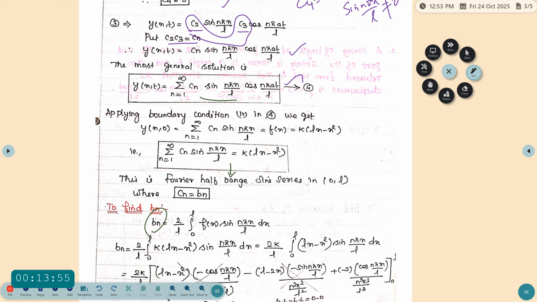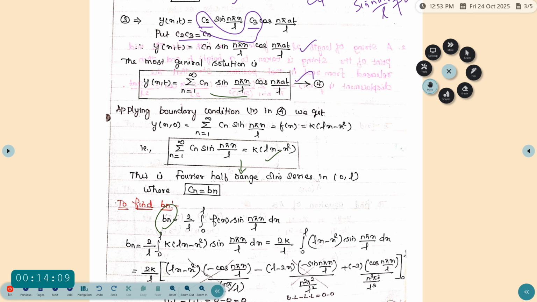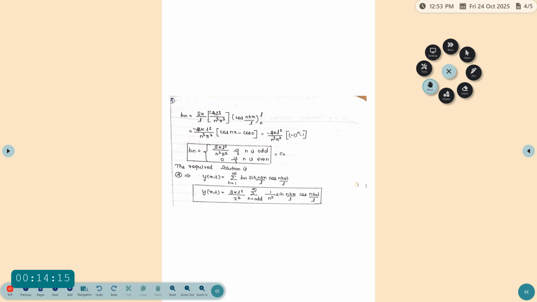What is the formula for finding the sine series? Bn is 2 by L integral 0 to L f of x sin n pi x by L into dx. Here we have f of x equal to k into (Lx minus x square). After simplifying, we can get the Bn value. Just apply Bernoulli's formula and find the answer, as we usually apply in lots of sums in Fourier series. Now this is our final solution.